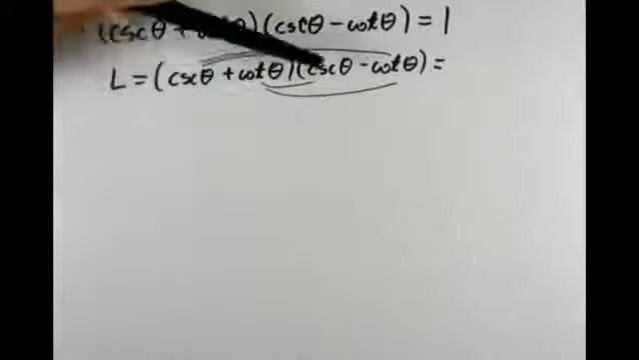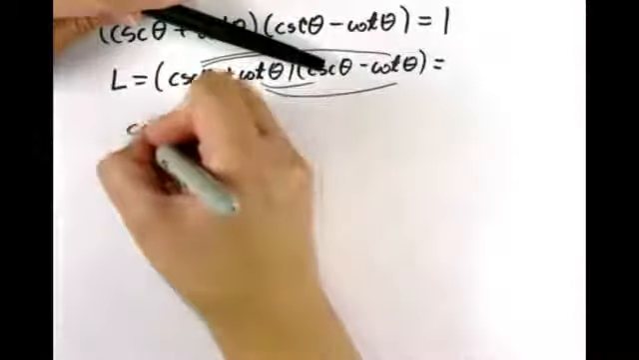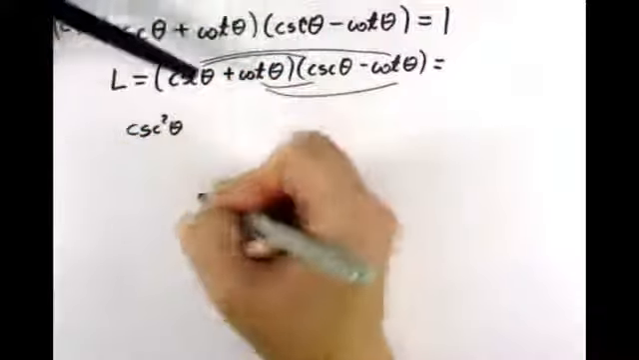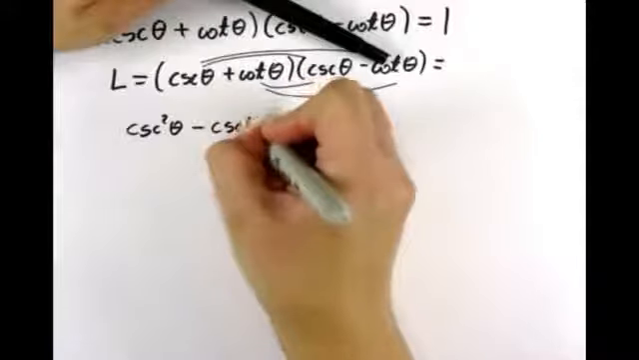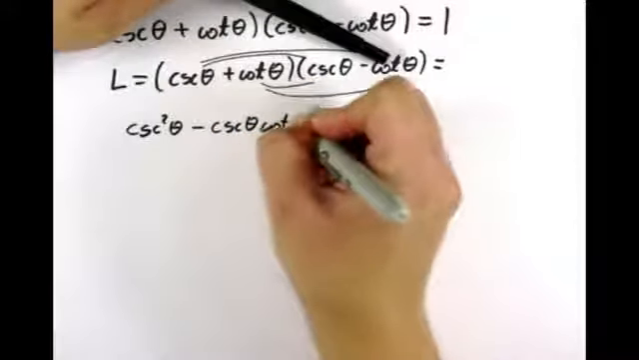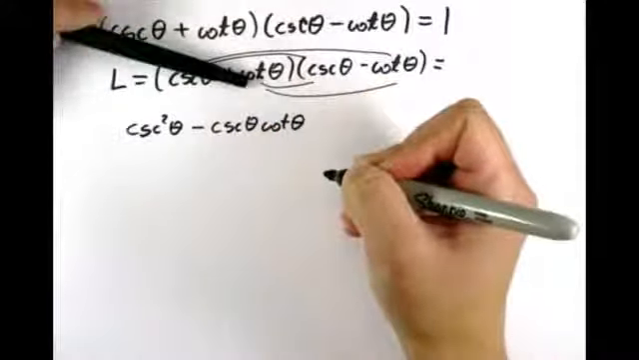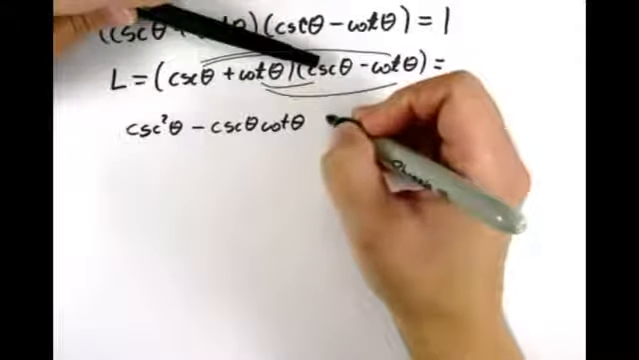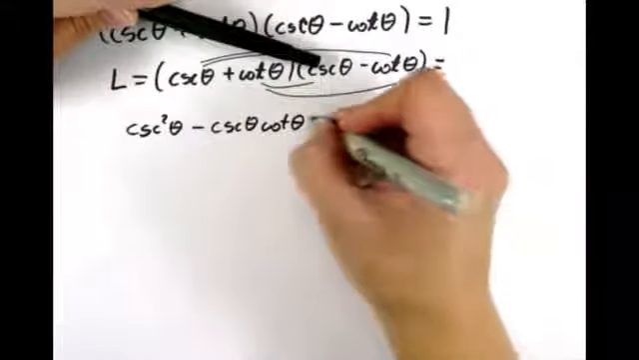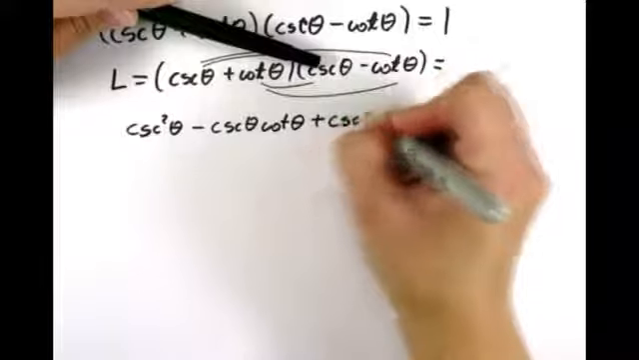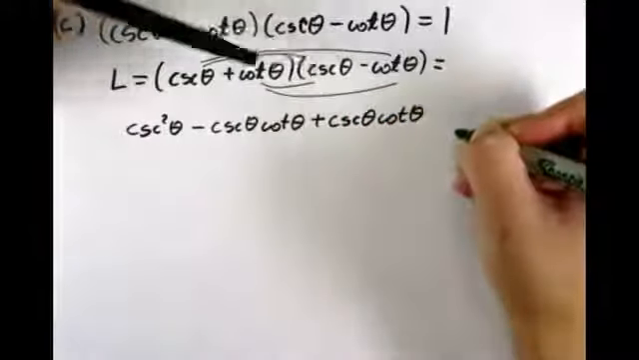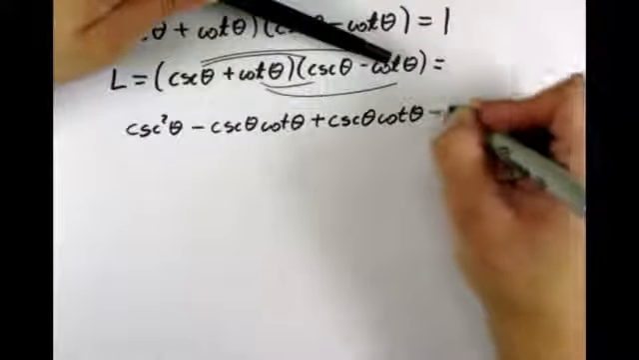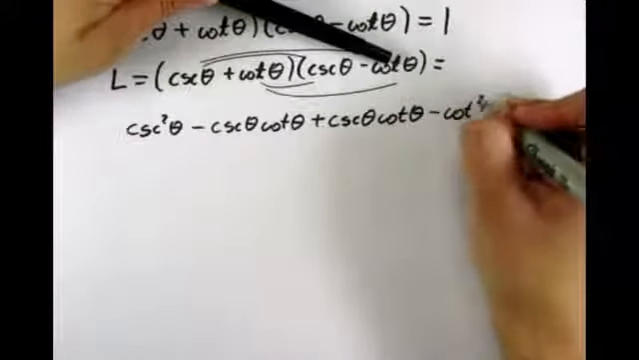Cosecant times cosecant gives me cosecant squared. Cosecant times minus cotangent is minus cosecant cotangent. Cotangent times cosecant is cotangent cosecant, or we can switch the order, cosecant cotangent. And then cotangent times minus cotangent is minus cotangent squared.